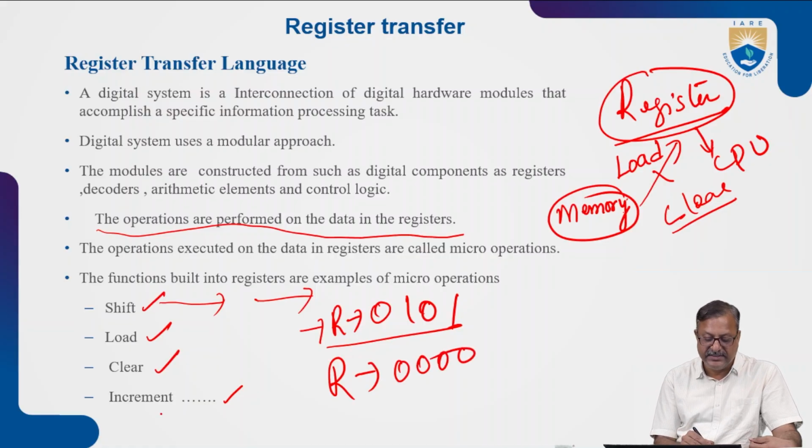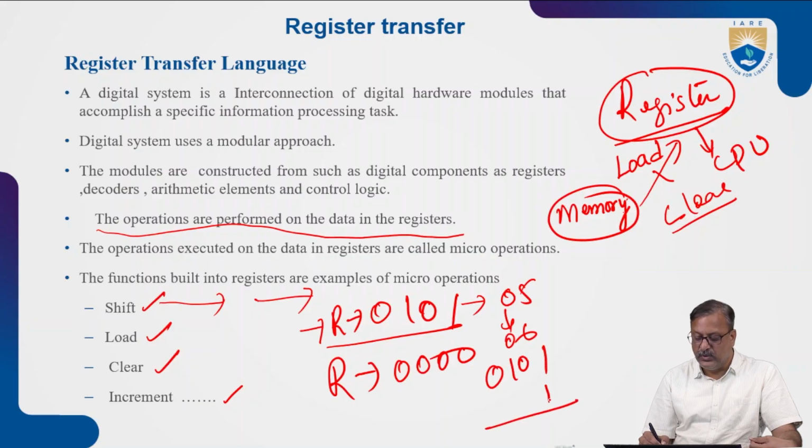So in this way, next is increment. If you are incrementing the same value, 0 1 0 1 is equivalent in a digital system, in binary pattern, to 5. If you say increment, it goes to 6. How does it increment? To this 0 1 0 1, you are going to add 1. 1 plus 1 is 0 with a carry 1. Now 0 1 1 0, which is equal to 6. In this way, these are the different types of operations.